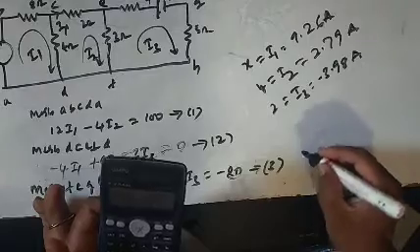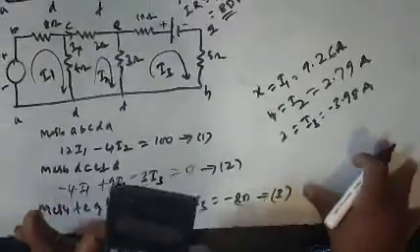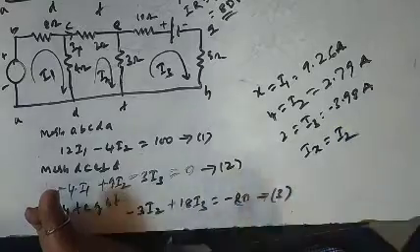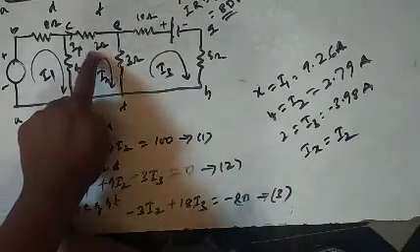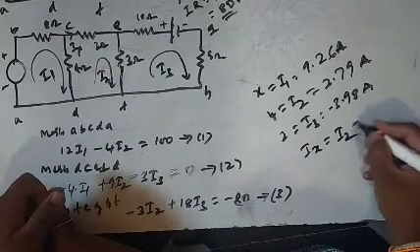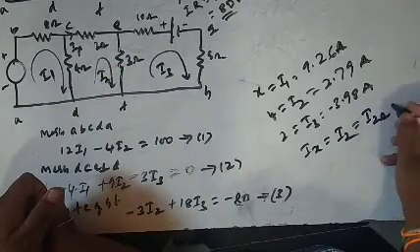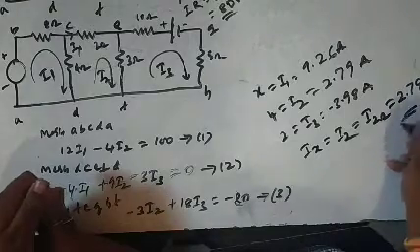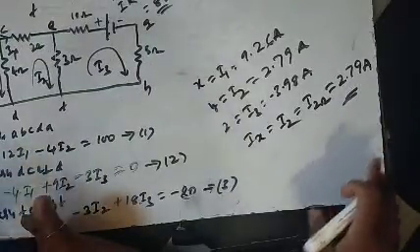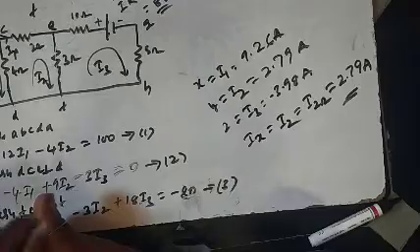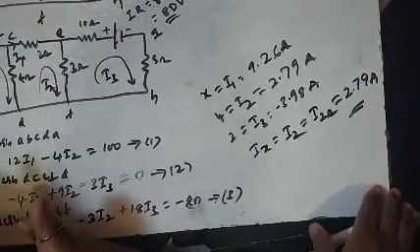In this question you are asked that in the diagram Ix is nothing but the current I2. See, this is the current I2 flowing here. Ix is nothing but the current I2, or the current in the 2 ohm resistance, that is nothing but 2.79 ampere. This is how we solve.